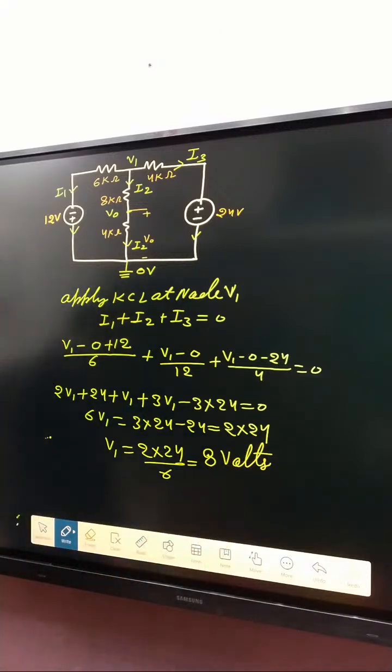Clear or not? If anyone faced any difficulty in any step, tell me, I will explain again. Now the next target is V naught.